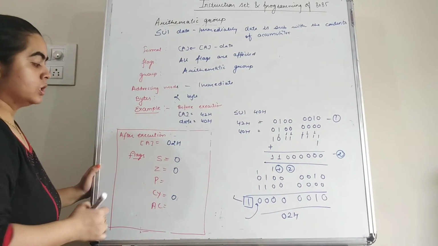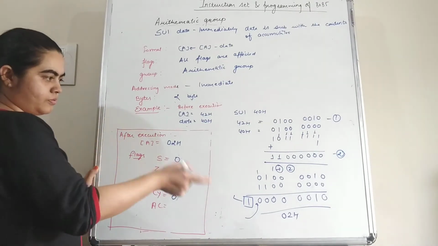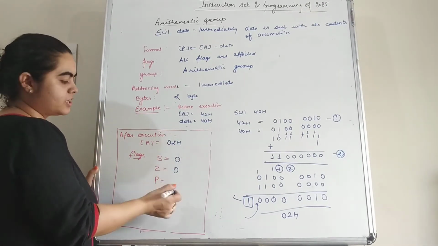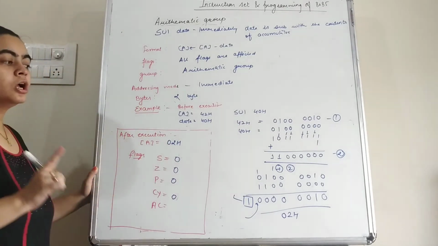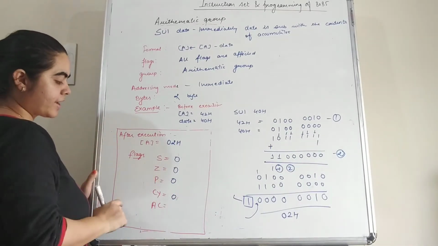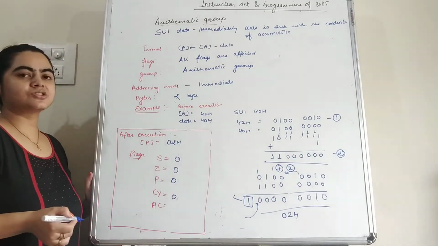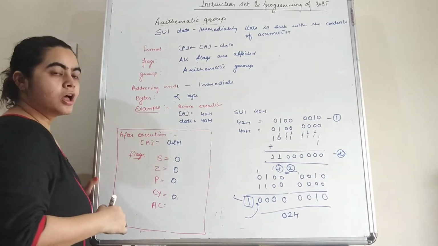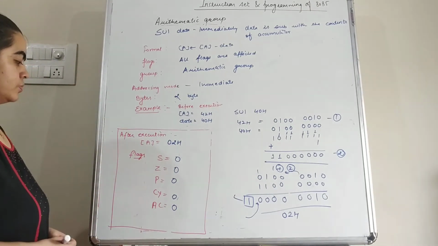the zero flag is 0. The result has only one 1 present, that means an odd number of ones are present, so the parity flag is 0. Auxiliary carry: no carry is generated from the 4th to the 5th bit, so that means the auxiliary carry is equal to 0.